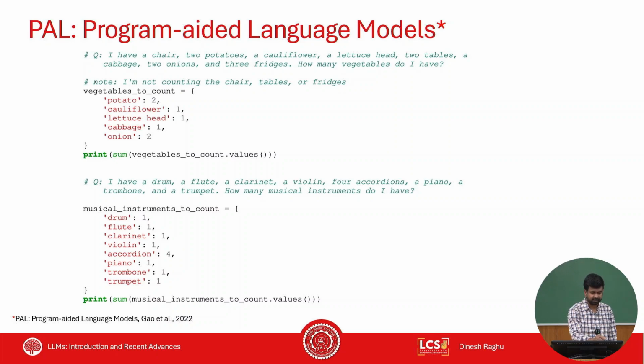So this is the Python code that they gave in the in-context example. Basically, the comment says that I'm not counting the chair, table, and fridge, and then it creates a map with vegetables to count, and then finally you print the right sum, right? So it's not just going to be simple calculator-based math. You can do a lot more. You can do a lot more logical problem solving using this particular setup.